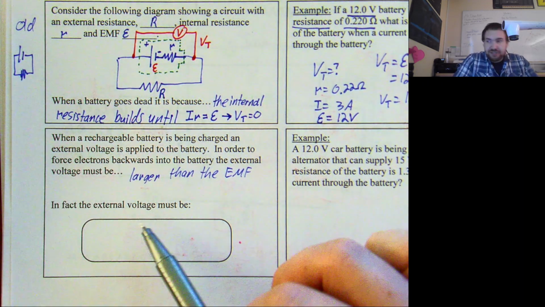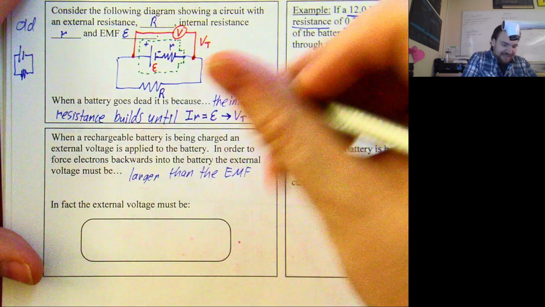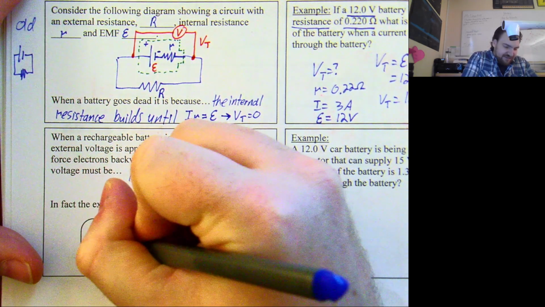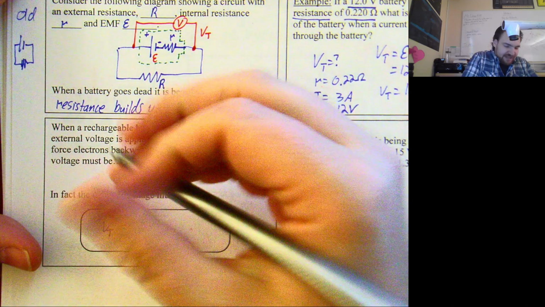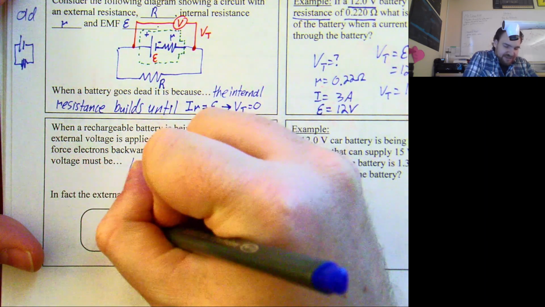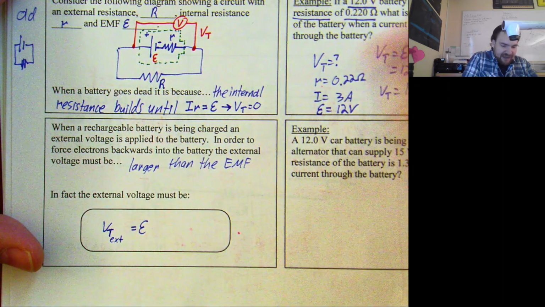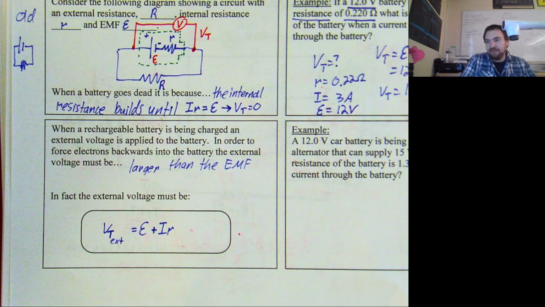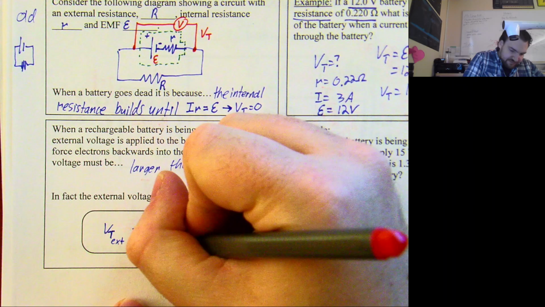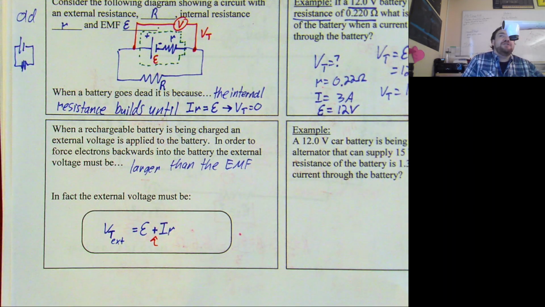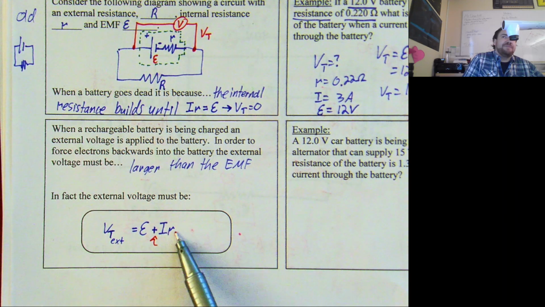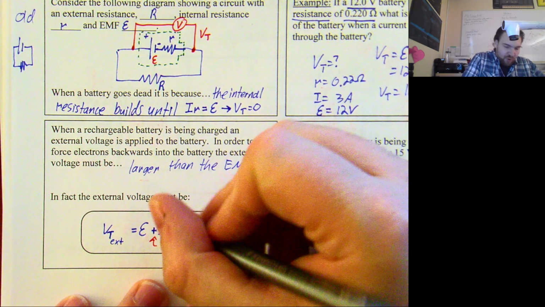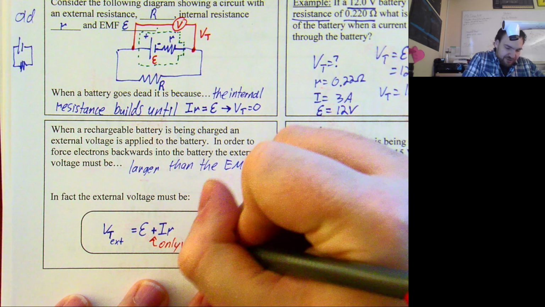The external voltage is actually going to have to be at least this. VT, we're going to call it VT external, is going to have to equal the EMF now plus I times little r. We add the EMF to the internal voltage drop, the current times the internal resistance. We add them together only for charging, or only when charging.